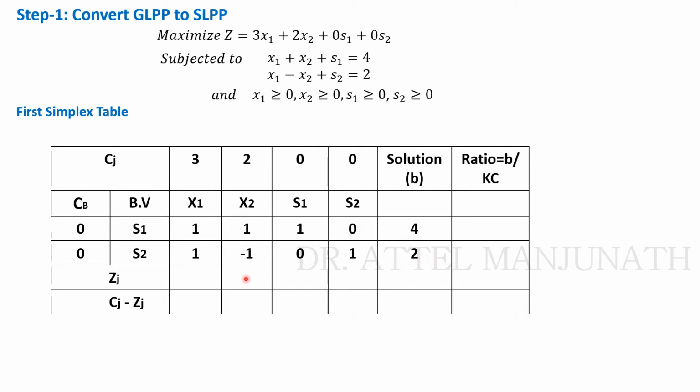Write down this one. Now after writing this one, calculate the Zj value. That Zj value is nothing but the summation of the coefficients of the variables given in the objective function and constraint equations. For calculating that, the formula we are using is the summation of products of CB as well as aij, that is, the coefficients of the basic variables and the coefficients.